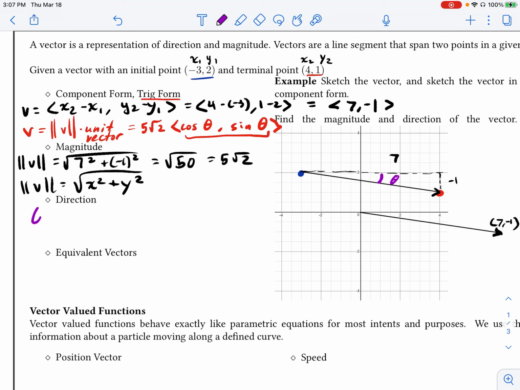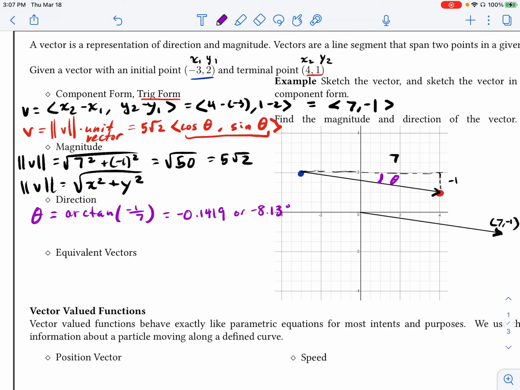And the answer is we would use the inverse tangent function. We would say the arctangent of y over x, so negative 1 over 7, and that gives me negative 0.1419. That's in radians, or negative 8.13 if you're working in degrees. Either one of those work.